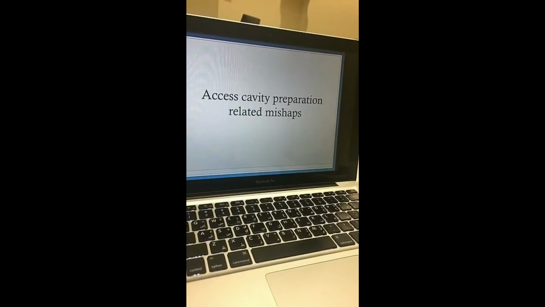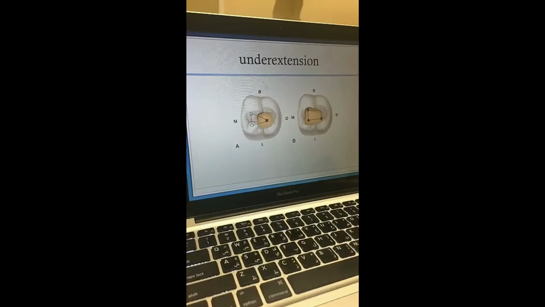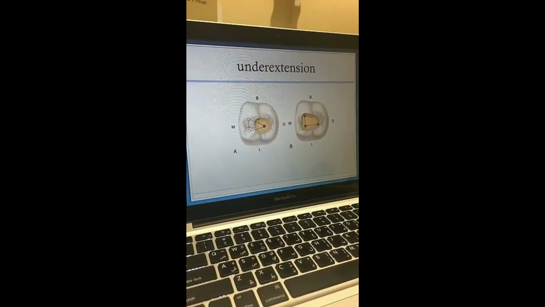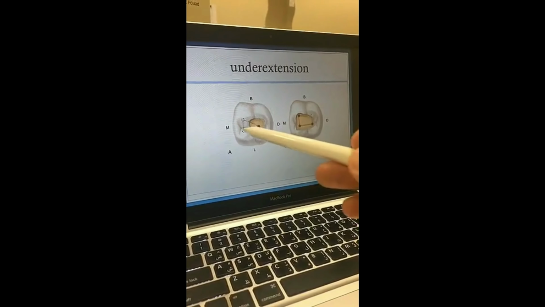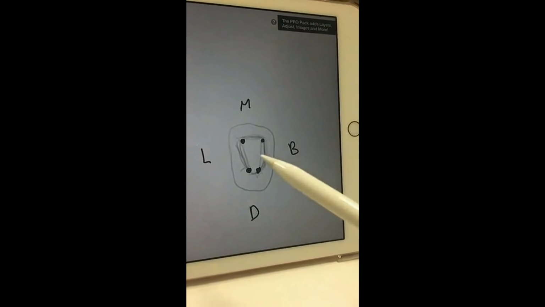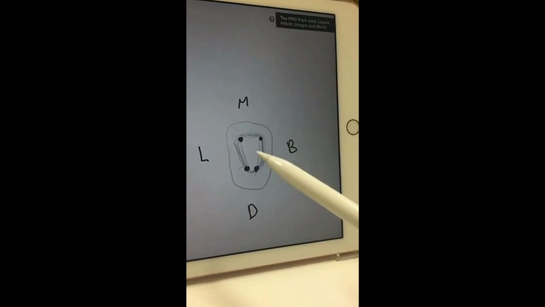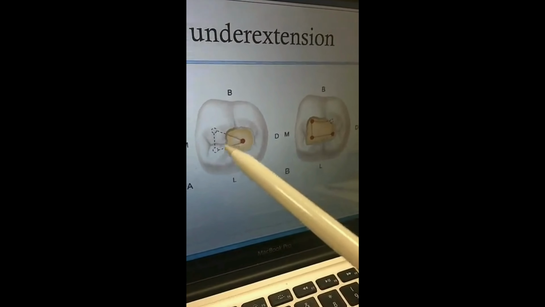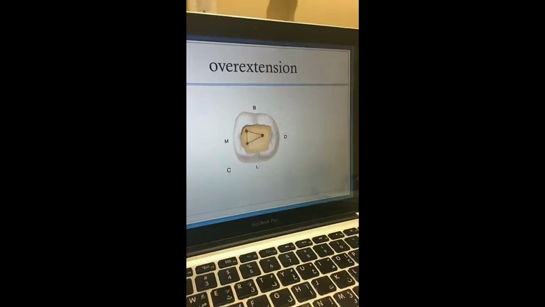Coming to the last part of this lecture, access cavity preparation related mishap. Most of our students, they have tendency to do under extensions, then they will have missing canals. In a proper access cavity, you will be able to see the line connecting the pulpal floor with the pulp chamber wall. So if you don't see that line all around, you have to extend your access.